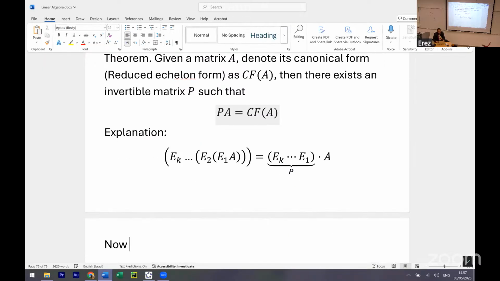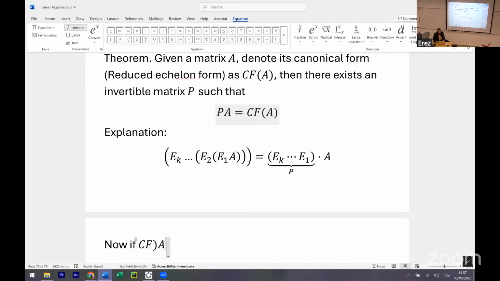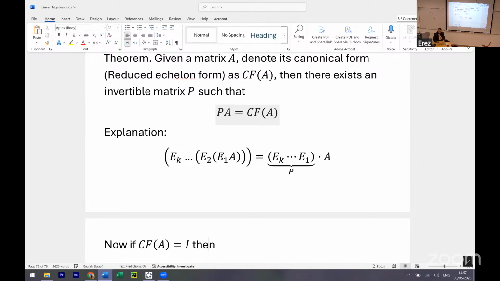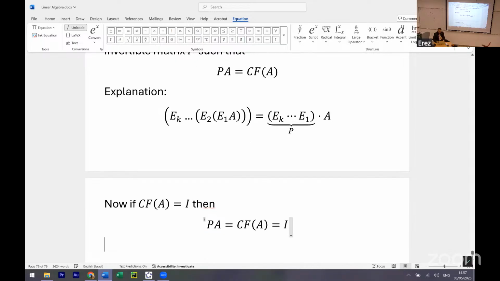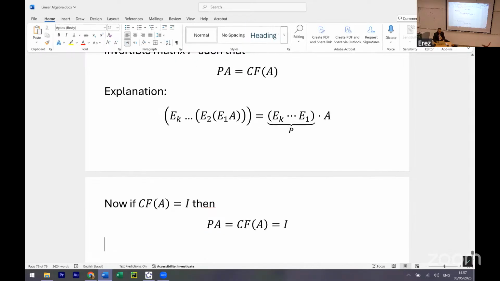Now, if the canonical form of A is the identity matrix, then PA equals I, right? Because PA is the canonical form. You see where I'm going with that? Hopefully. So what is P? The inverse of A.